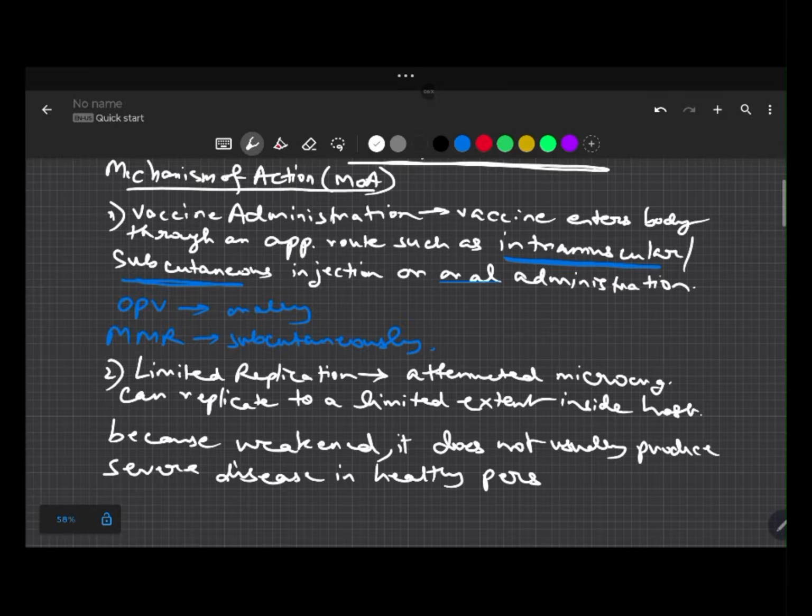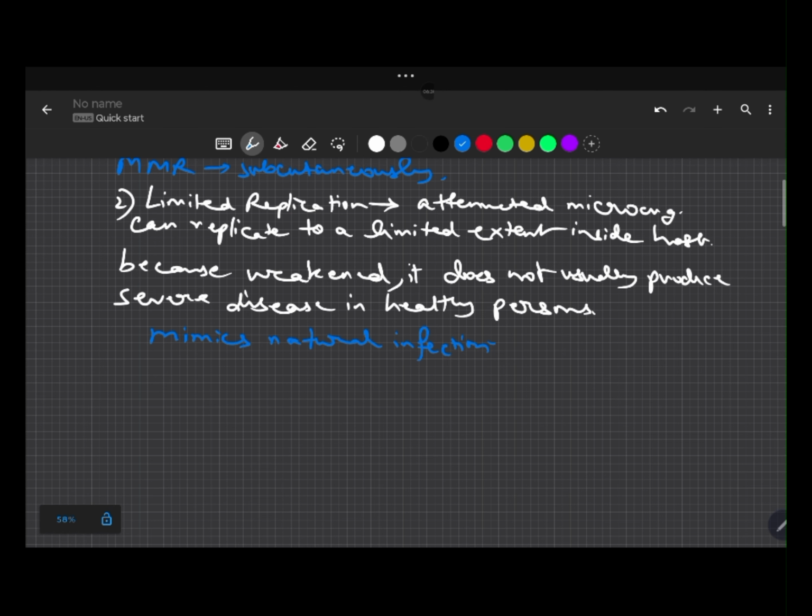Okay, this we have already discussed, and it mimics natural infection. So first, you administer the vaccine. Second step, it will perform limited replication. Third step, here comes the activation of innate immunity.